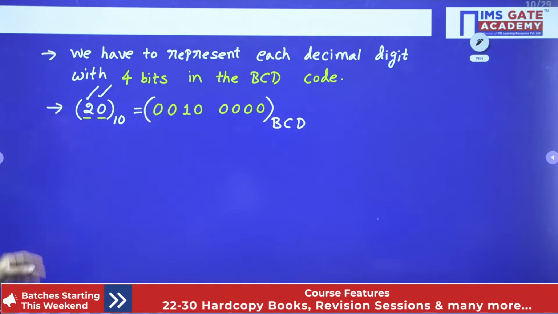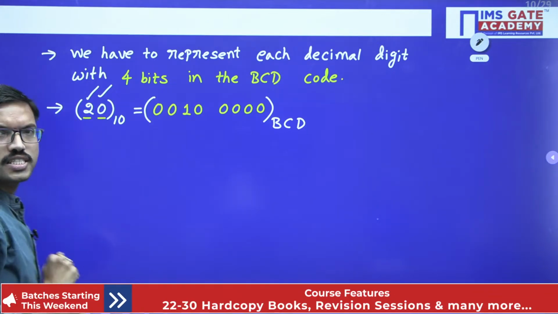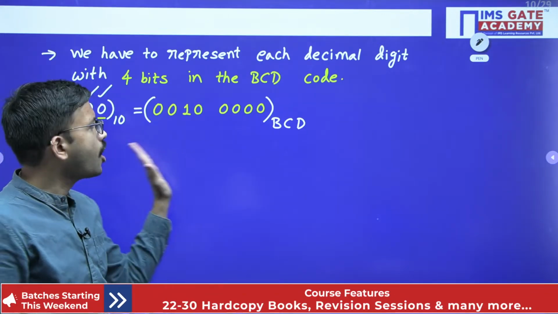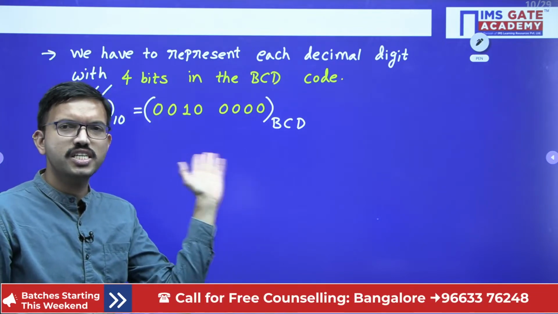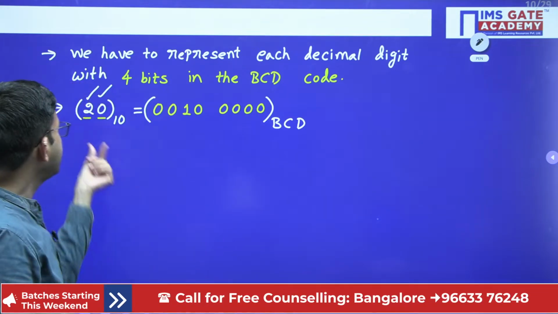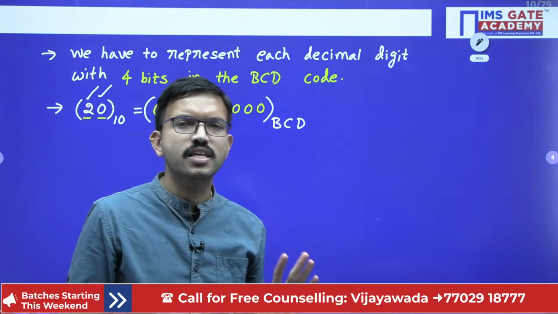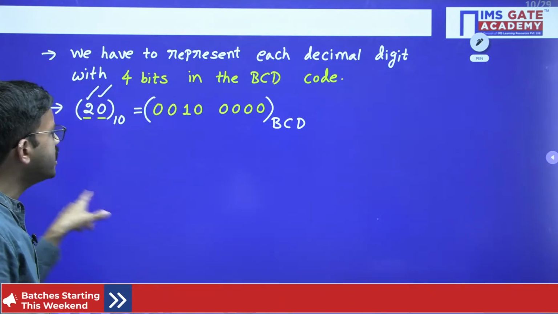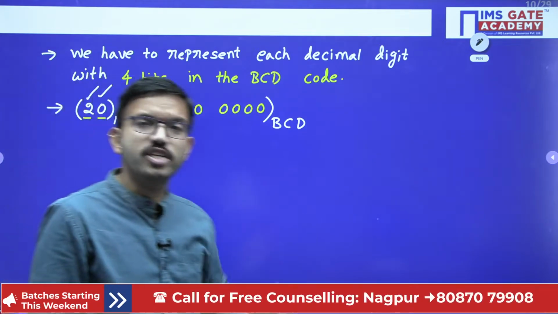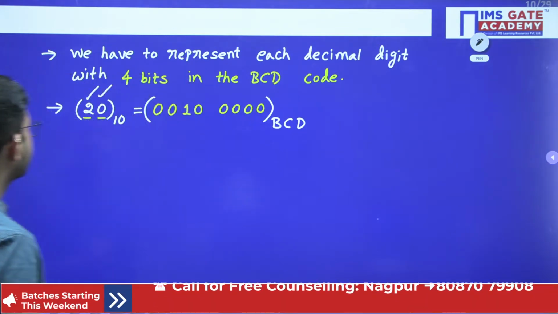Suppose you have 5 decimal digits, then how many bits will you get in the corresponding BCD? Since each decimal digit has to be represented with 4 bits, if you have 5 decimal digits, you require 20 bits.